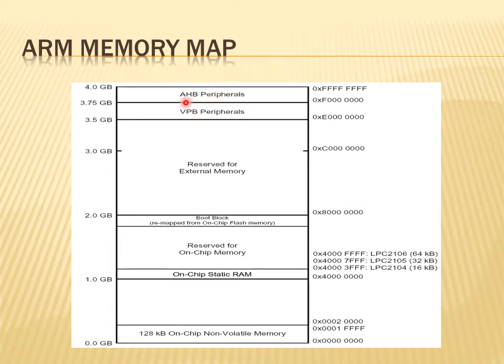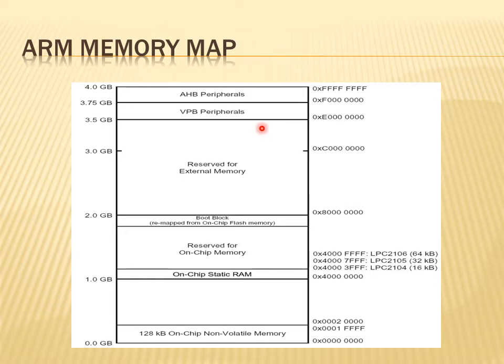Then AHB peripherals are there. AHB stands for Advanced High Performance Bus. So these are associated with the peripherals, and their addresses are available over here. This is some sort of memory mapped IO. You might have studied IO mapping and memory mapping in the 8085 or 8051. The ARM architecture supports memory mapping, so memory addresses are nothing but the addresses of the peripherals directly.